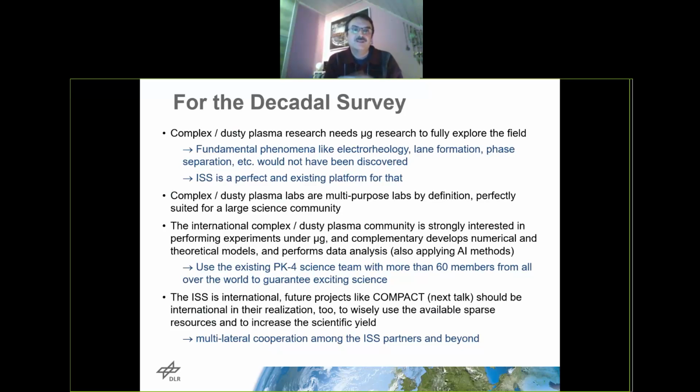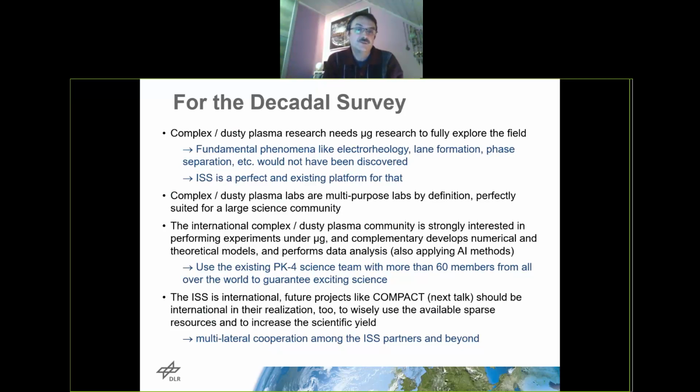Complex dusty plasma labs are multi-purpose labs by definition, perfectly suited for a large science community. The international complex dusty plasma community is strongly interested in performing experiments, in doing complementary numerical and theoretical models, and also to do data analysis, also applying artificial intelligence methods.